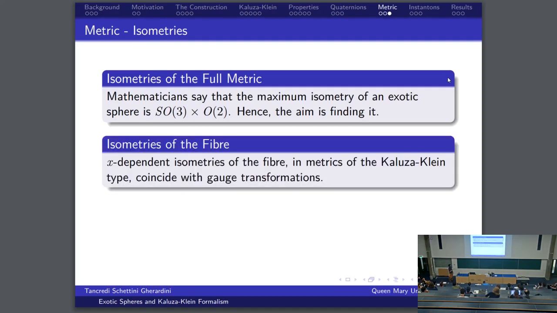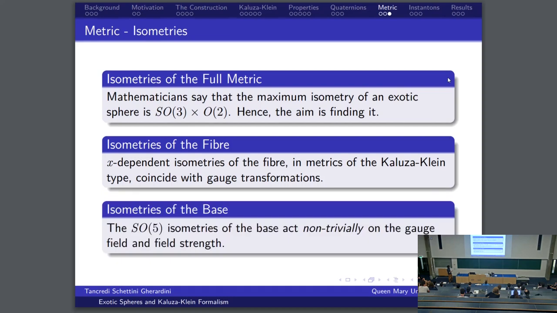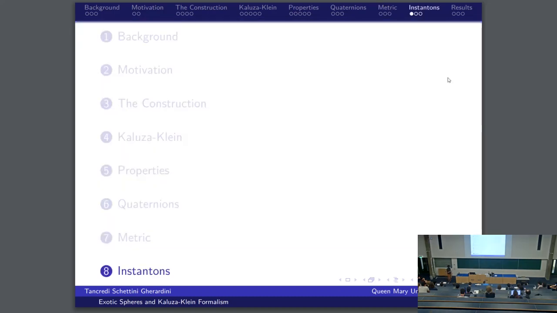Now, this should not come as a surprise. If you do X-dependent, which means base-dependent isometries on your fiber, those act as gauge transformations. And that's basically the essence of Kaluza-Klein theory, so nothing special there. While this is less known, it's very important: when you do isometries on the base, in our case SO5, because the base is S4, those make your gauge field and field strength transform non-trivially. And I'll come back to this in the context of instantons.